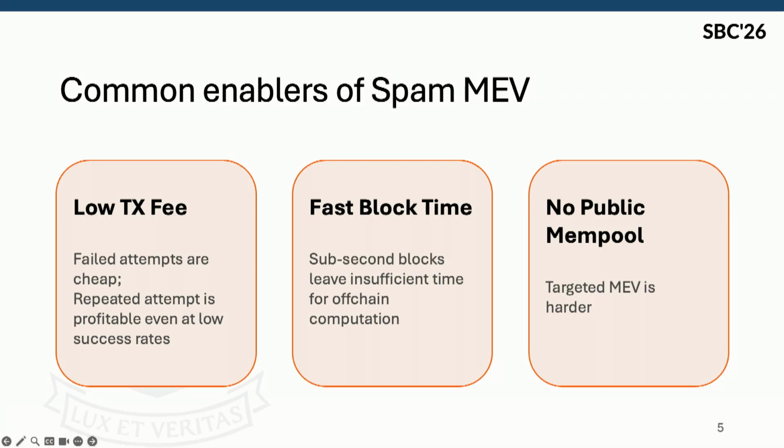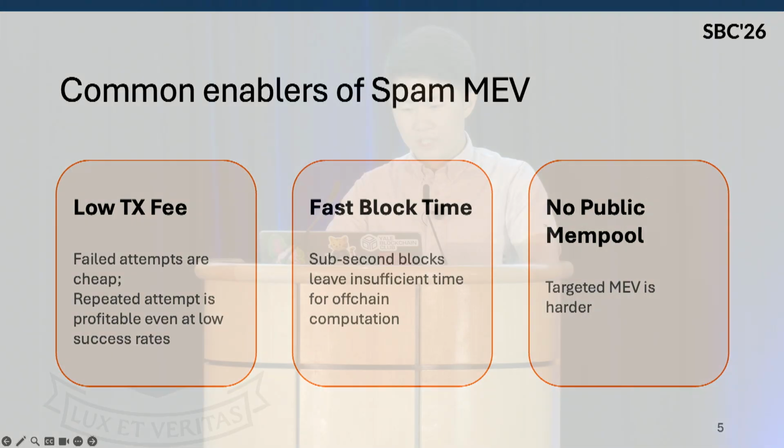The second enabler is fast block time. On some blockchains, the block time is so small that you don't have the time to perform these targeted searches and all of these off-chain computations and then submit. You just don't have enough time, so you have to resort to opportunistic searches on-chain. The third enabler of such a strategy is the lack of a public mempool. Without a public mempool, it is very hard to first identify an opportunity off-chain. You have to do it on-chain.